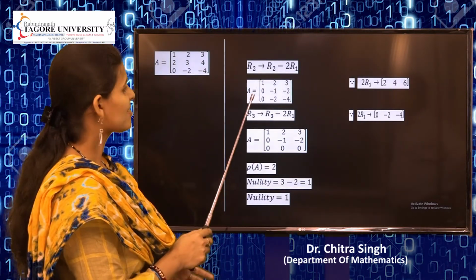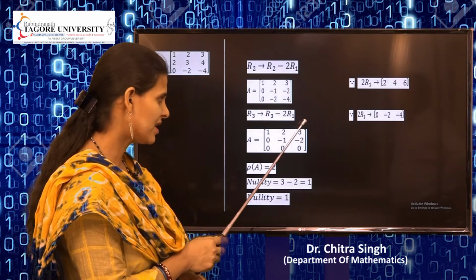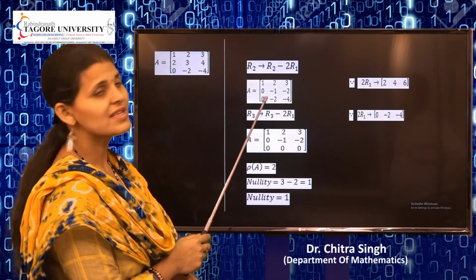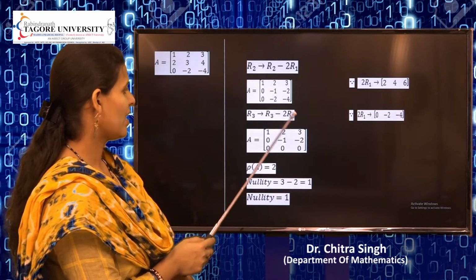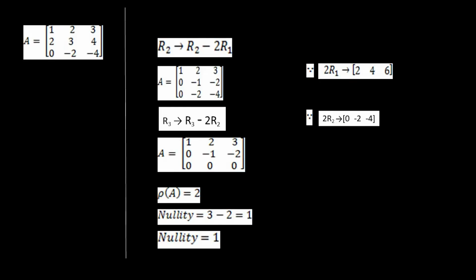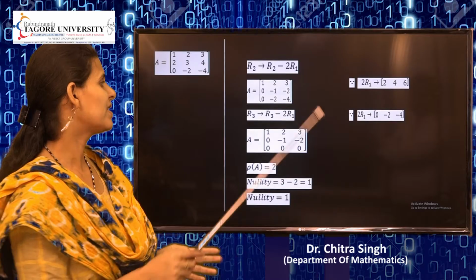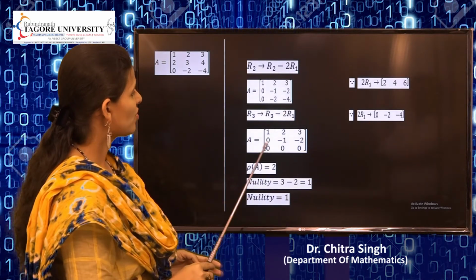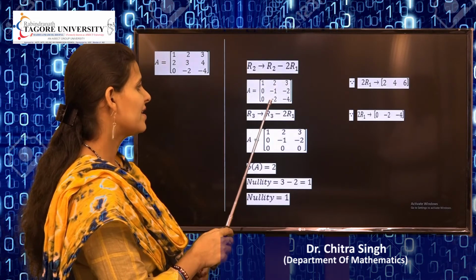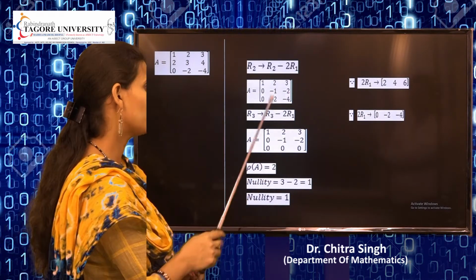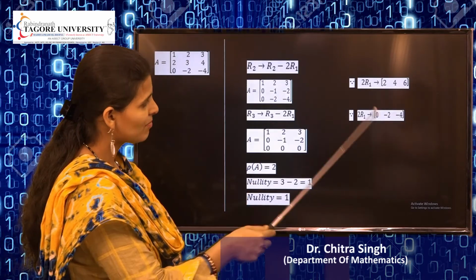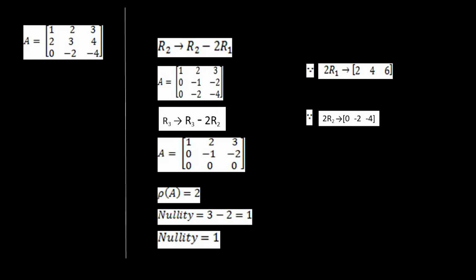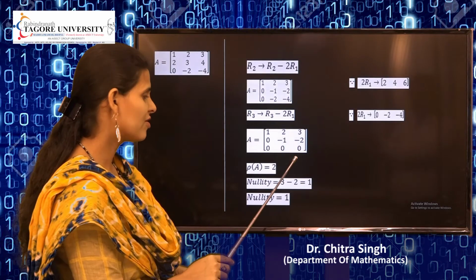Your R3 row is 0, minus 2, minus 4, and 2R1 row is 2, 4, 6. So then again you subtract R3 minus 2R1. So R3: 0 minus 0, you get 0. Then minus 2 minus 2 you get 0. Minus 4 minus minus 4, the minus minus sign gives plus sign, so minus 4 plus 4 is also 0.